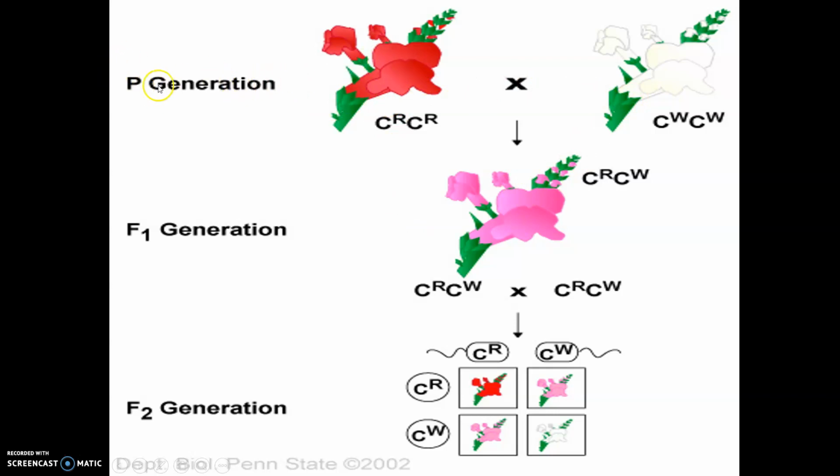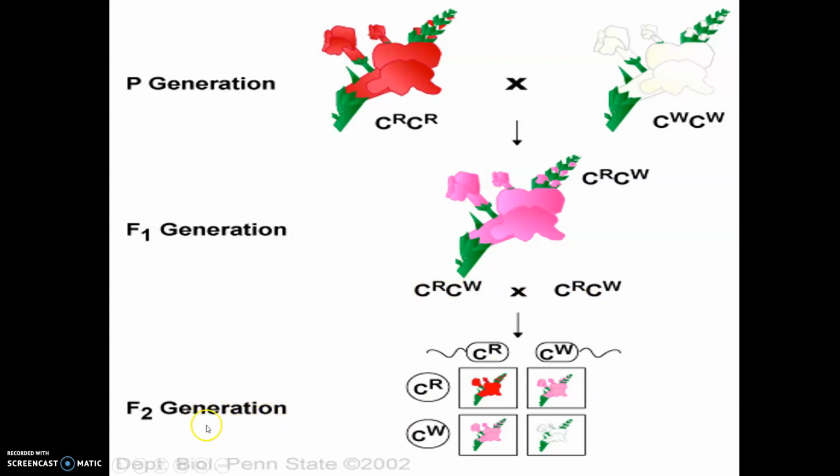So the P generation is the parent generation. So you can see here are the 2 alleles, right? This red flower has trait C for red, and this one has trait C for white. When red and white cross, you get a partial red, a partial white, which makes a pink plant.